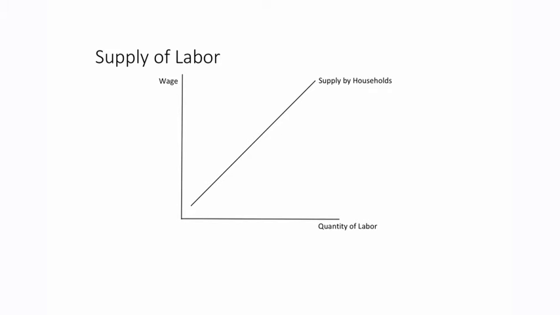The same thing is true when we look at the market. So at a low wage rate, we see that we have a low quantity of workers. Quantity of labor is low. On the other hand, when we have a high wage rate and people are being paid a lot of money, then more people want to work. So the quantity of labor is going to be high. So we see that we have a positive relationship between the wage rate and the quantity supplied of labor.